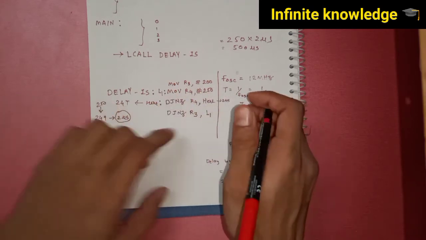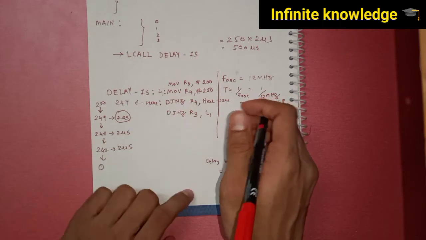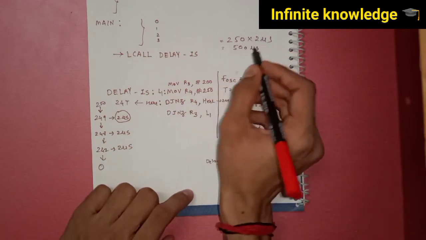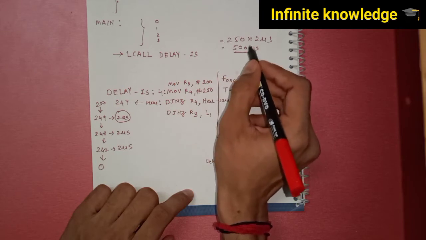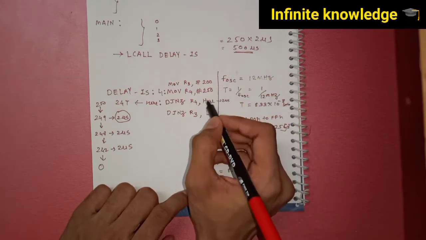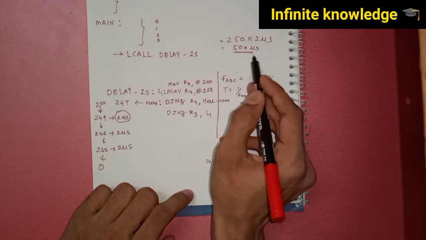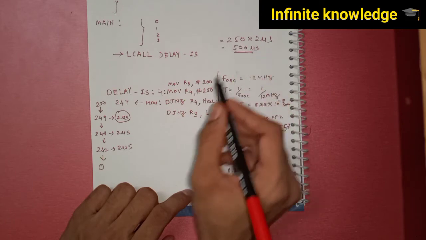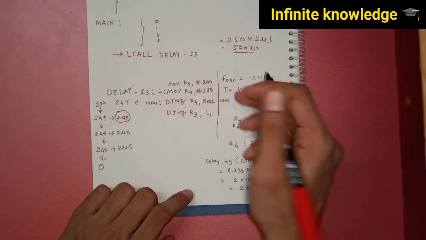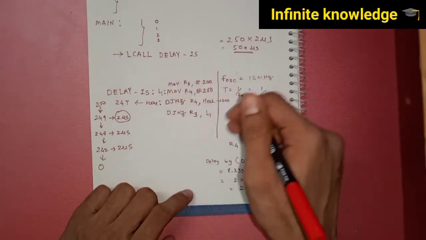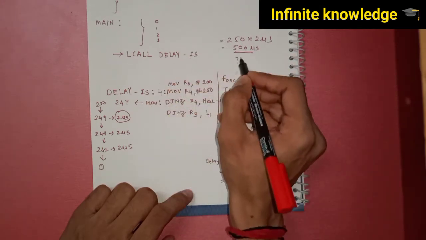So by these two added instructions, how many times is our delay increased from 500 microseconds? Because by these two instructions we have already got a 500 microsecond delay. Now I added 2 more instructions, and this will create a nested loop, and then what is our delay?